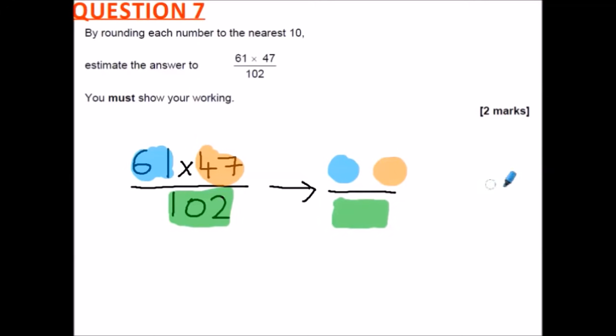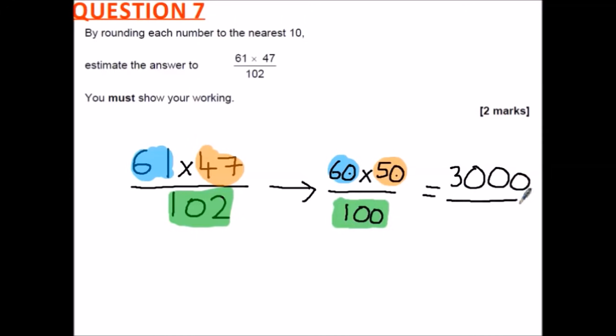So, 61 to the nearest 10 would go to 60. 47 to the nearest 10 would go to 50. And 102 to the nearest 10 would be 100. So now we can multiply the top. 6 times 5 is 30. We've got 2 zeros to add on, so add those on. Gives us 3,000. And the bottom becomes 100. Like so.